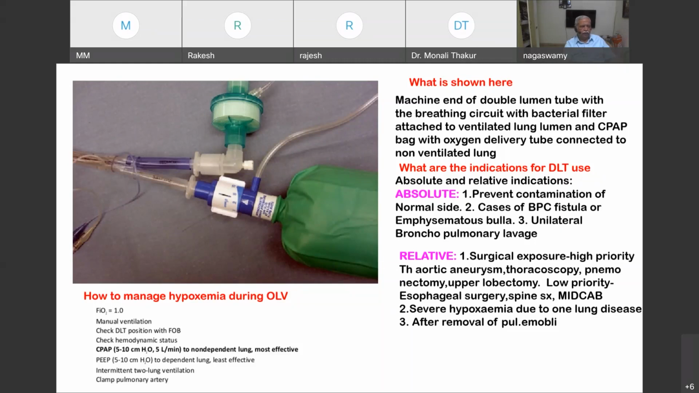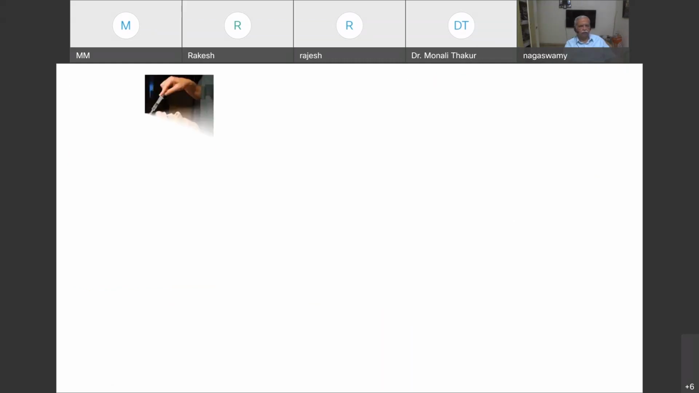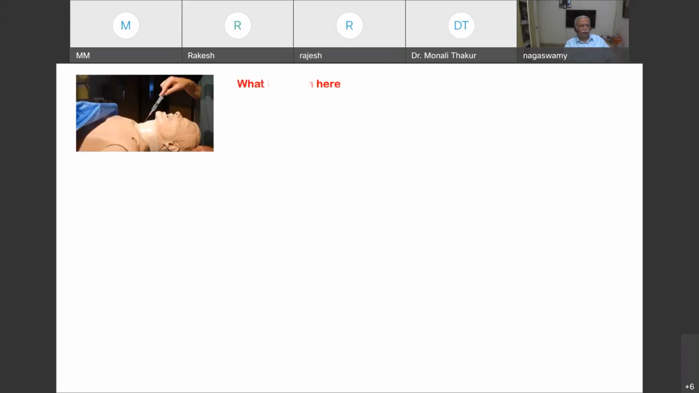Non-operated lung, and PEEP to the dependent lung, and intermittent two-lung ventilation, and clamping the pulmonary artery at the earliest. These are all the answers that are expected out of you. What is being done here?